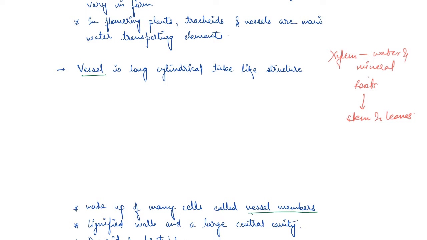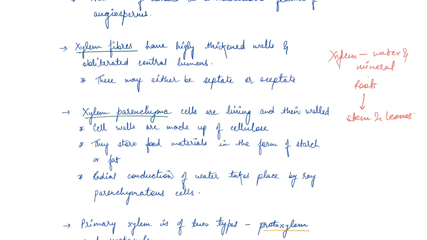Now, the third kind of element is the xylem fibers. Xylem fibers have very thick walls and an obliterated central lumen. Now they may be septate or aseptate. So remember that they may be septate or aseptate. Now the fourth element is xylem parenchyma. The xylem parenchyma cells are living and they are thin walled. Remember they are living and thin walled, and their cell walls are made of cellulose. Now, what do they do exactly?